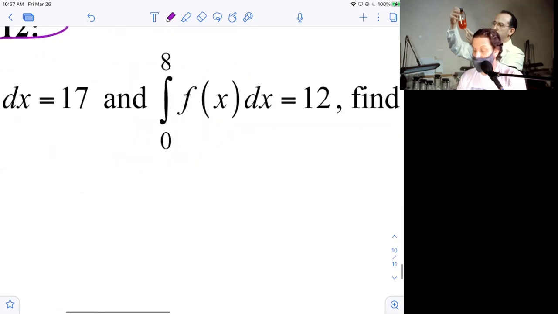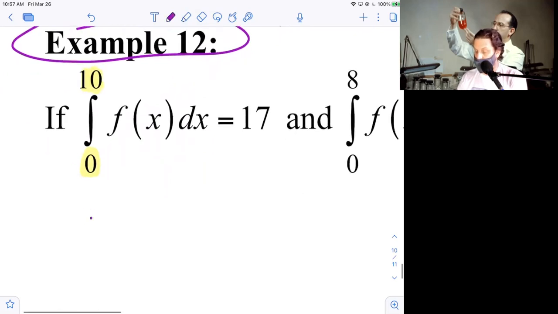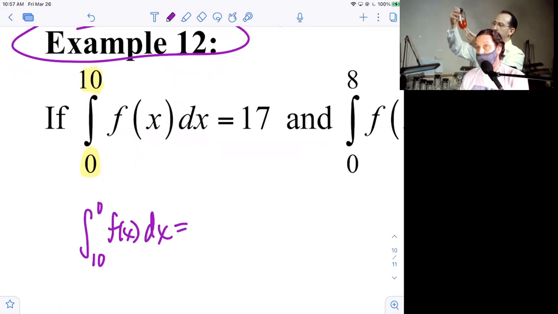Okay, so here's what you want to think about this. Think about this as flights. I can fly directly from 0 to 10, and that gives me a 17 value. But I can also fly from 10 to 0, can't I? These are two-way flights. So if the integral from 0 to 10 is 17, what do you think the integral from 10 to 0 is? Negative 17. Yeah, very good. Think of these as two-way flights.